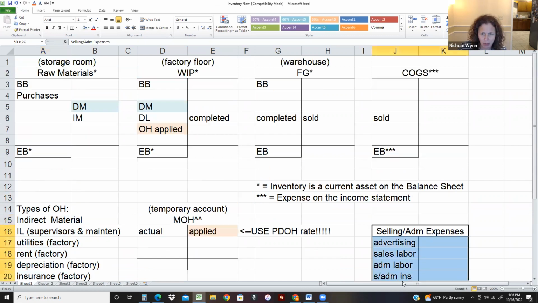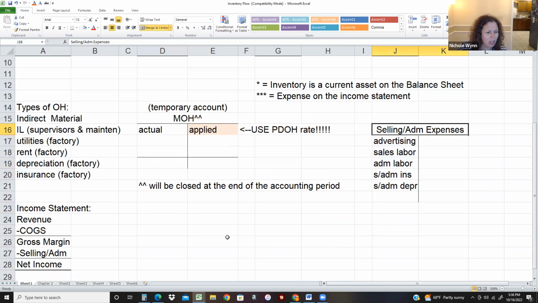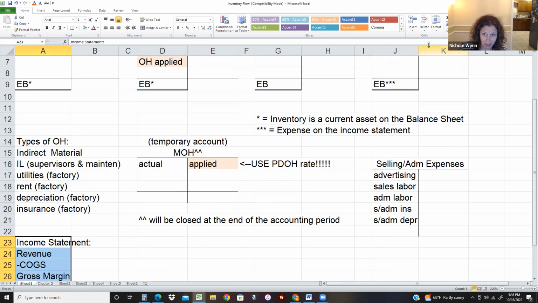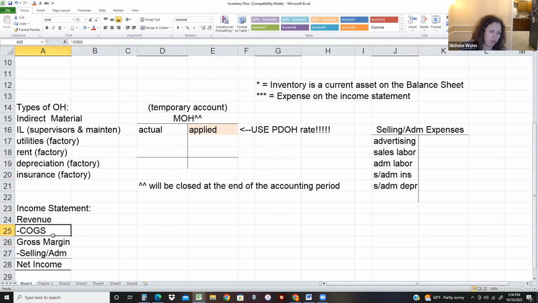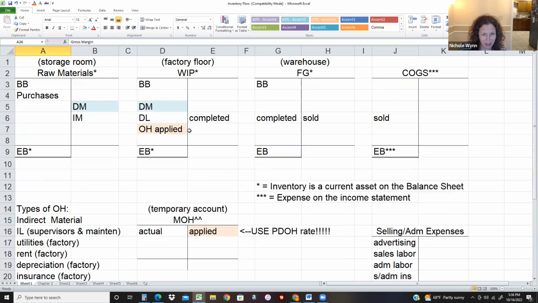And then we're also going to keep track of our selling and admin expenses so that we can build our income statement. So this account has to be closed before you do your income statement, because we need to get rid of the over or under and send it to COGS so we can have the correct balance for COGS, so we can send it to our income statement with the correct number based on over or under. Okay, so we'll refer back to this sheet often as we go through our journal entries.